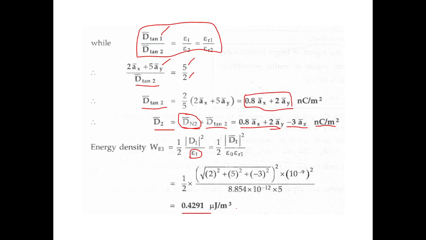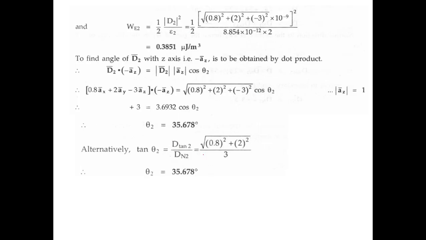Now that is WE1, that is due to epsilon 1. Now due to epsilon 2 we have to calculate, that is D2, using the same formula where we are substituting D2. So here we get 0.3851 microjoules per meter cube.